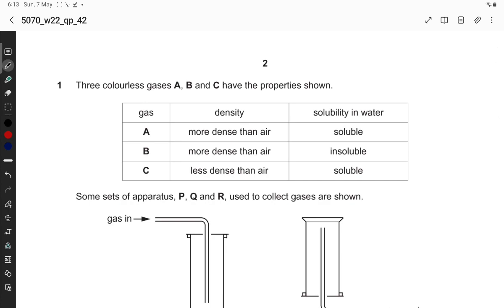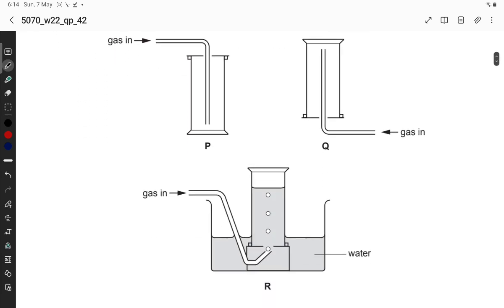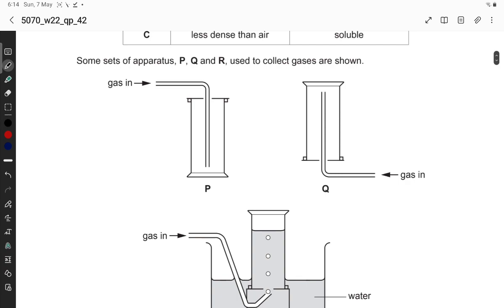Three colored gases A, B and C have properties shown. A is denser than air, soluble in water. B is denser than air, insoluble. C is less dense than air, soluble. Some sets of apparatus P, Q and R used to collect gases are shown.